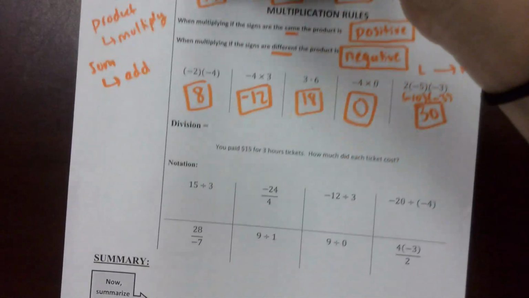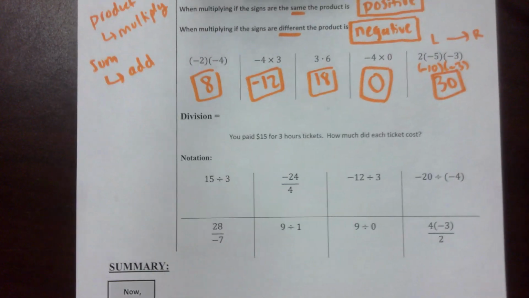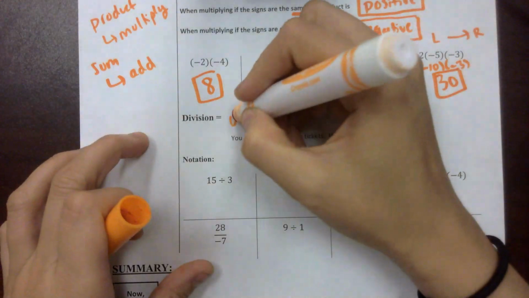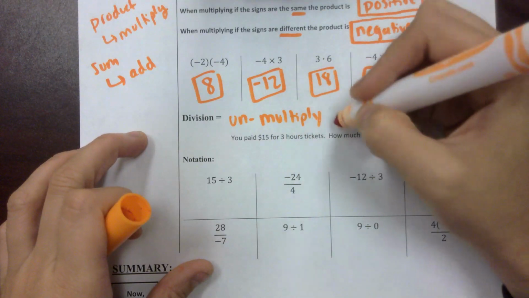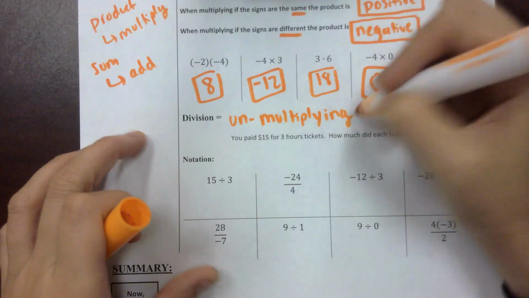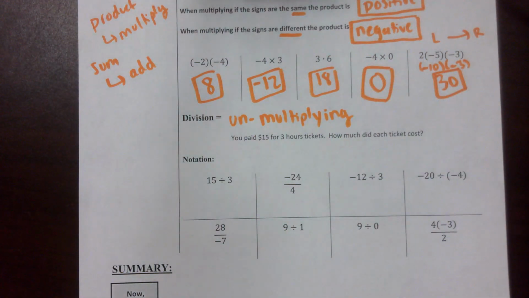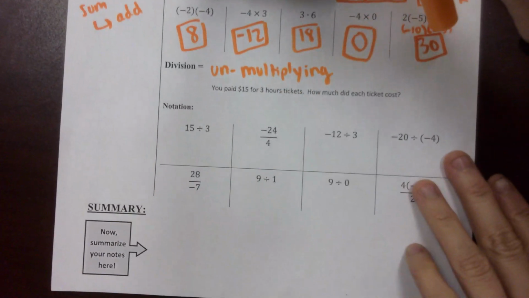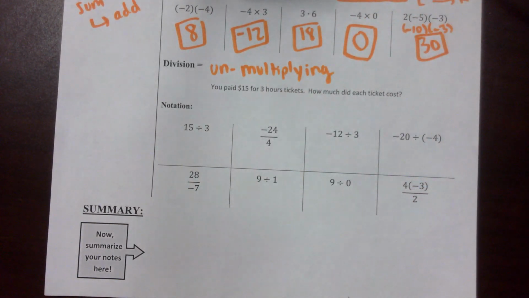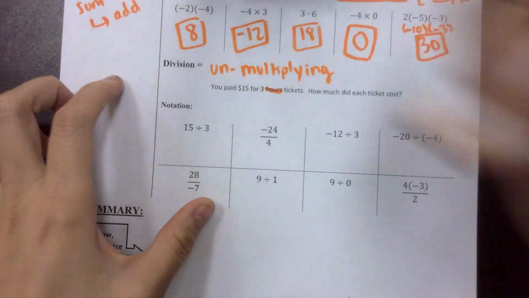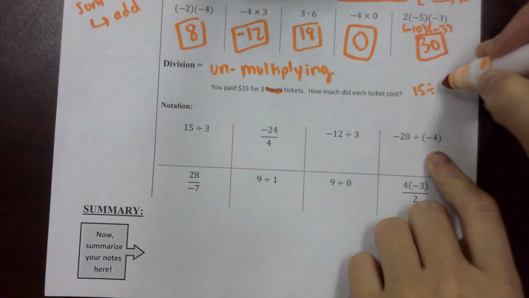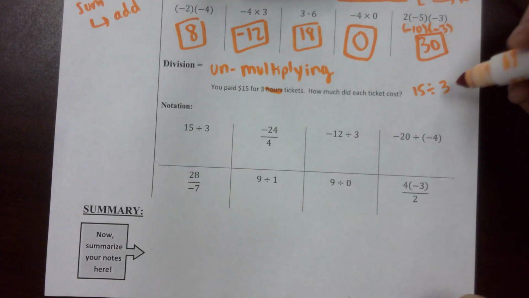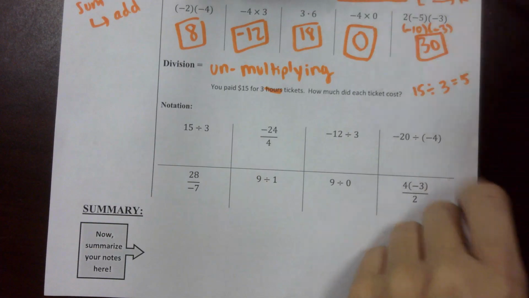Okay, we are almost done. All we have left is division. And division is really just unmultiplying. You're just undoing a multiplication problem. Right? So you paid $15 for 3 tickets. How much did each ticket cost? So 15 divided by 3 equals 5, right? We already know that from the problem up above.